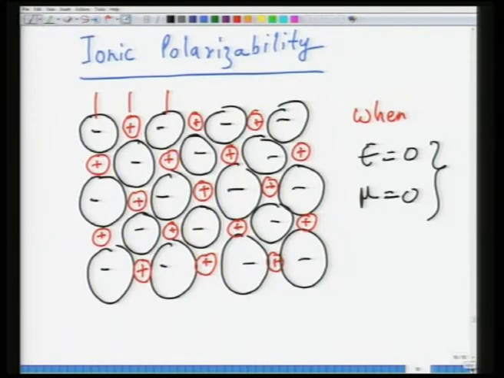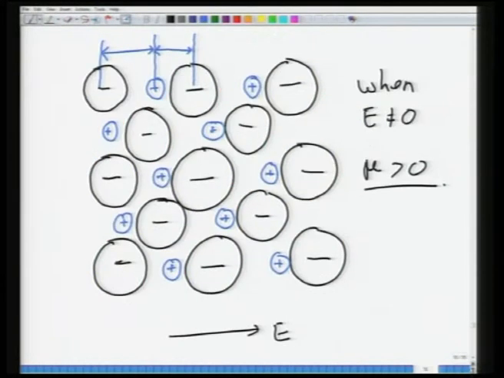Now the next thing that we discussed was ionic polarizability. This arises from what we learned earlier as ionic polarization. We took the case of sodium chloride, and when the field is 0, all the ions are sitting in their equilibrium positions. As a result, whatever dipole moment components are there, they cancel each other because of symmetry of the lattice, and hence the net dipole moment is equal to 0.